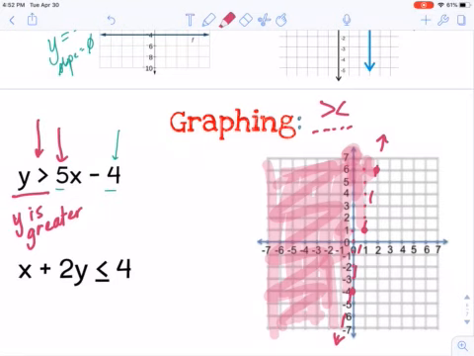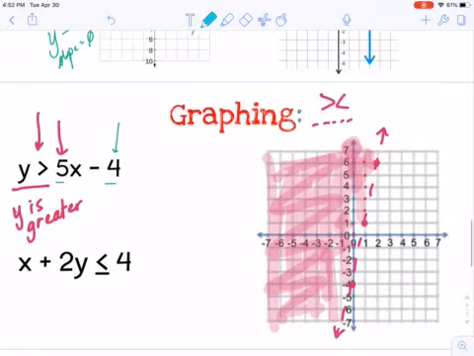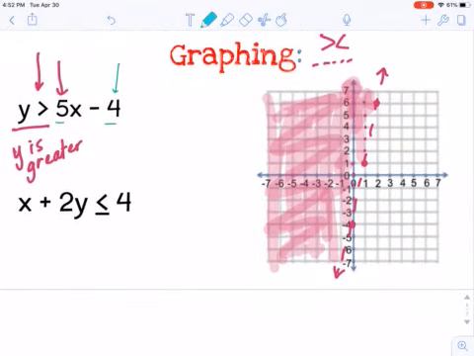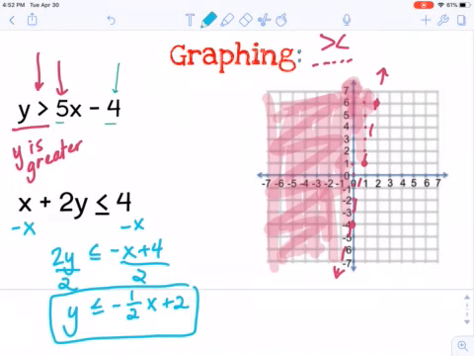Okay, so let's do the other one. What's different about this other one is that it's not solved for y equals mx plus b, so I need to do some rearranging. I'm going to subtract my x over, and then I'm going to divide both sides by 2. I'm not going to switch the sign because I'm dividing by a positive. So I've got y is less than or equal to negative 1/2 x plus 2. Now there's an inequality that I can graph. I couldn't have graphed it before because it didn't say y equals mx plus b.